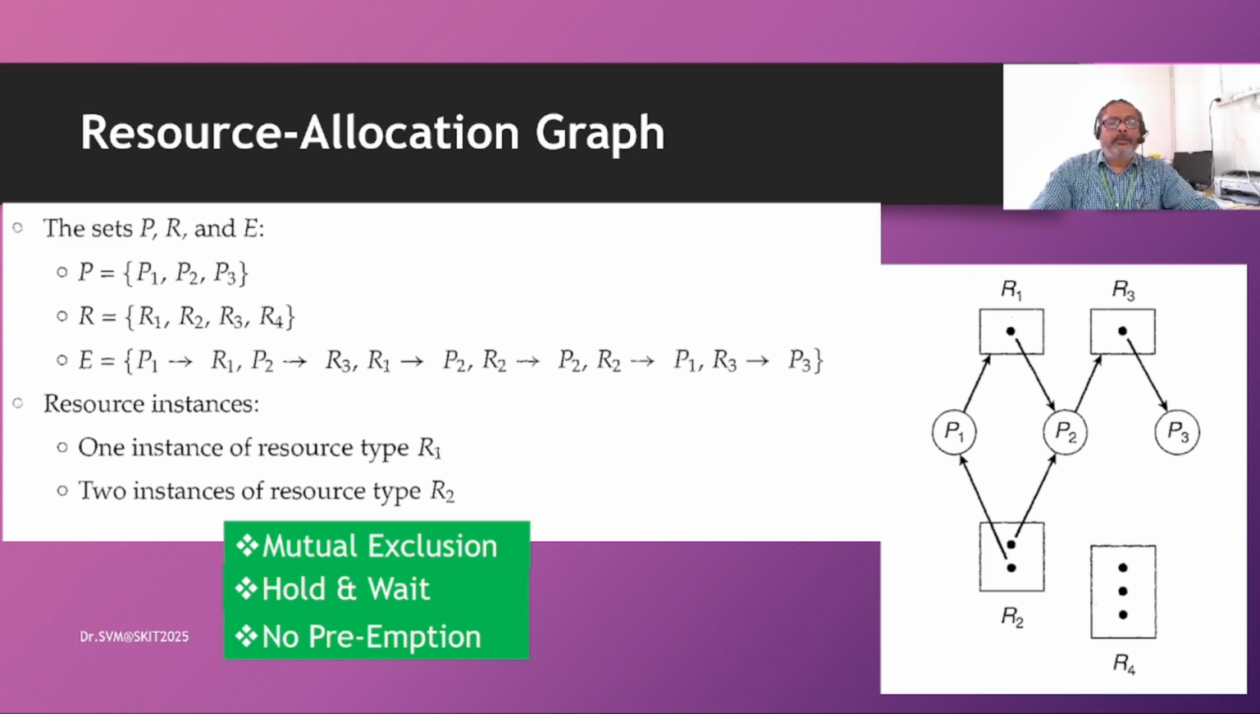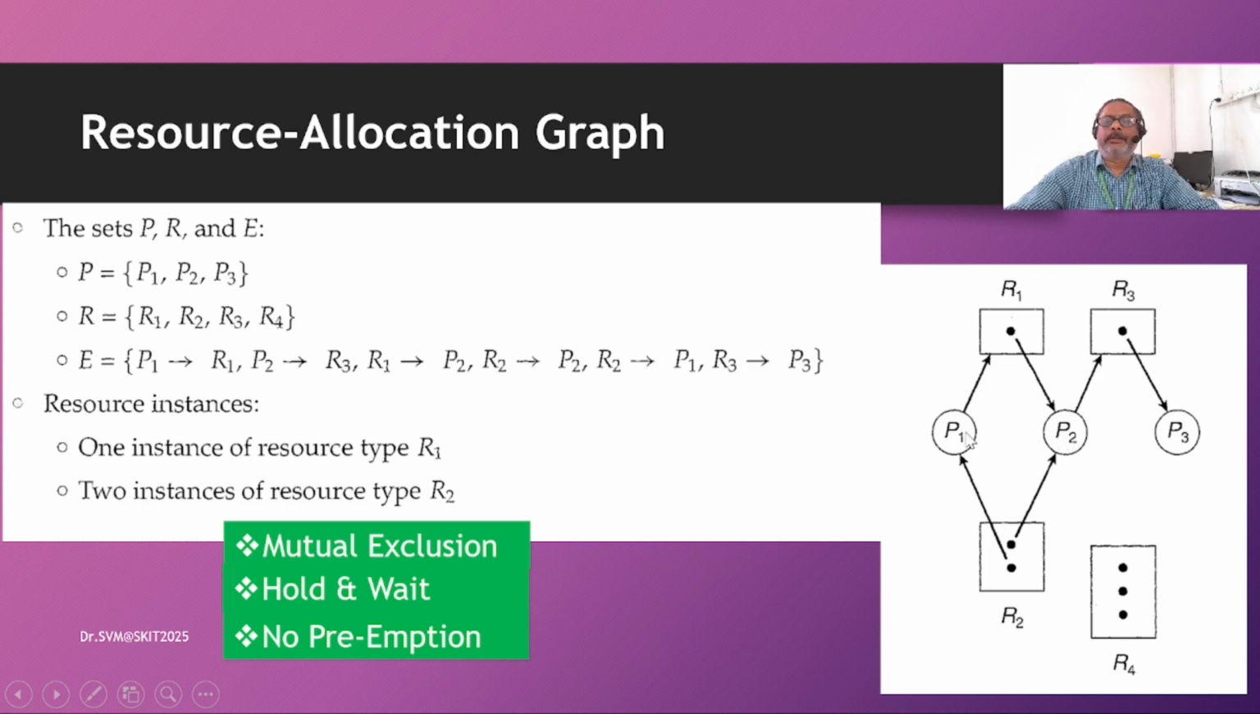But is there any loop? Let's check for any circular waiting. P3 is requiring only R3, so it doesn't have any problem to complete its job. So P3 completes its job, then R3 becomes free. If R3 is free, then P2 can get R3, and then it will have all the 3 required. So P2 completes its job, then will release R1.